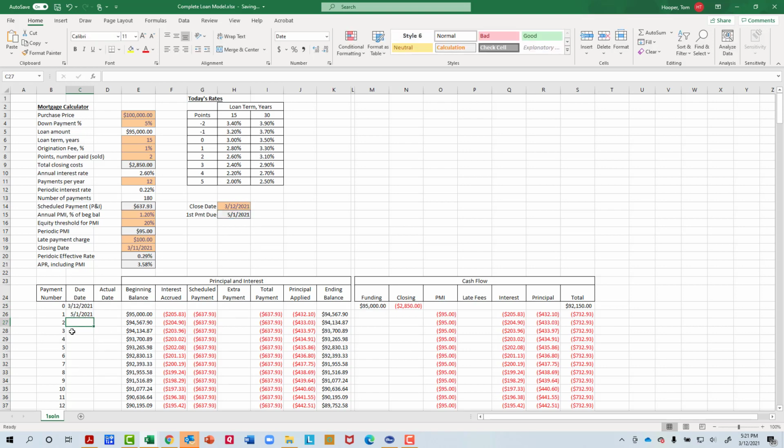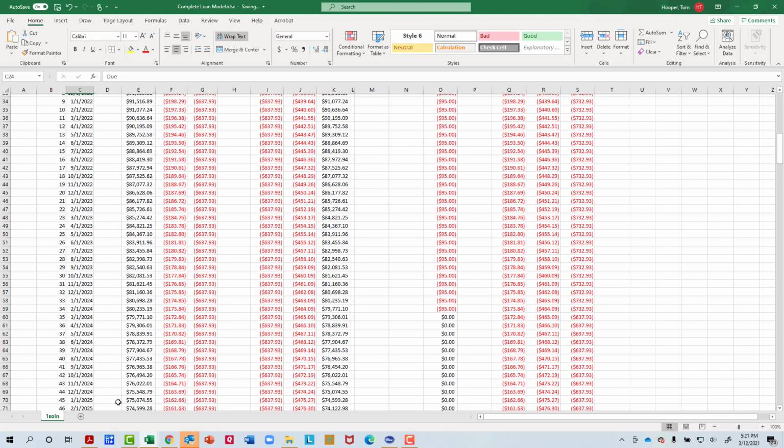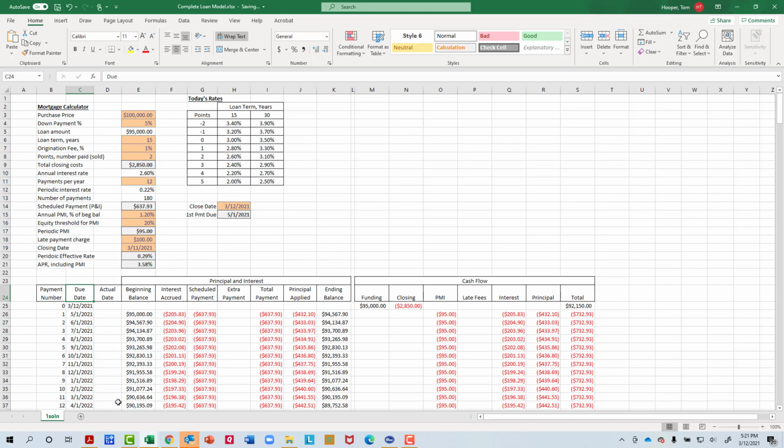And from there on, I need to find the first of each month. So I'm going to use that same date function and say, give me a date for the year of the previous payment and the month of the previous payment plus 1 and the first of the month. So when I copy that down, if I go all the way to the bottom, it should have counted up 360 months and given me the first of each month that those are due.